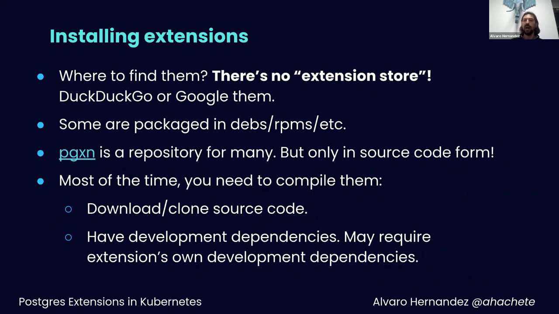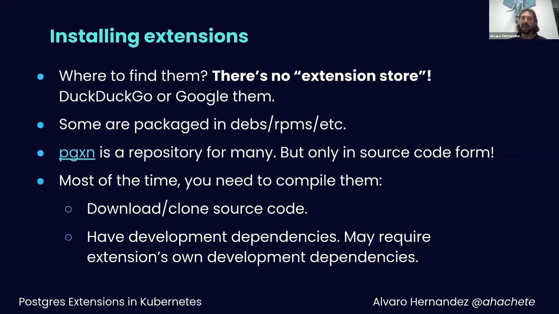But how do we install the extension? Because before I said, let's assume they are already installed. How do we install them? Well, there's no such thing as an extension store. So basically search engines, right? In reality, some extensions come packaged as DEB or RPM packages. And there's also a repository called PGXN, which also comes with a client tool that you install and helps download the extensions. This is a fantastic tool, but the problem is that PGXN extensions are in source code form.